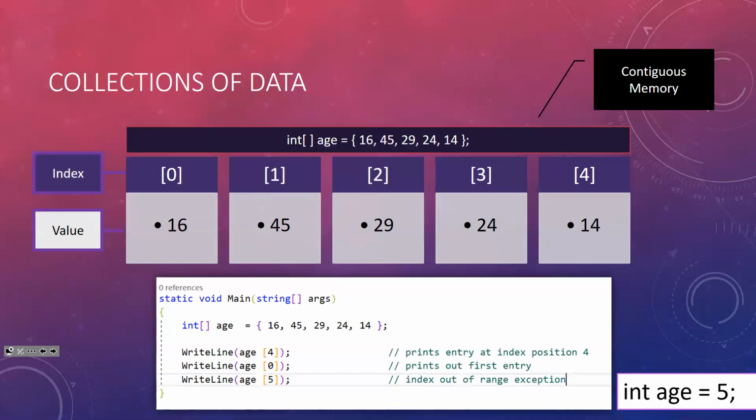Our range, what would our range be of our index for that array? 0 through 4, even though we say 5, because computers start at 0. So let's make it print out 3. Age sub 3. And fix that problem.